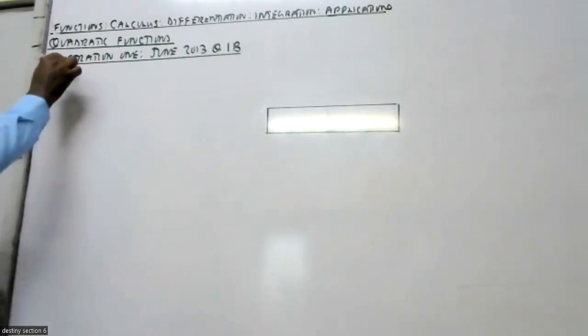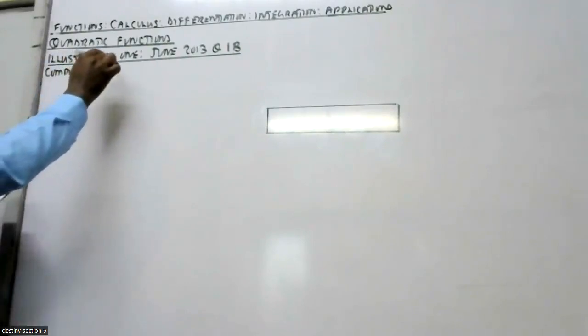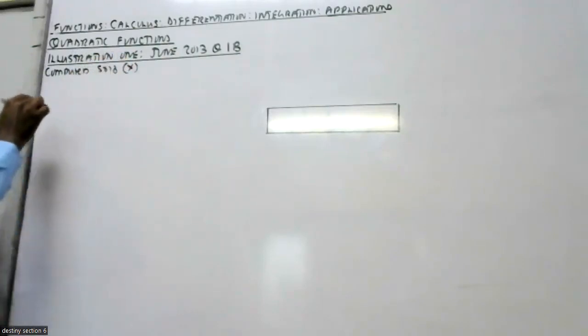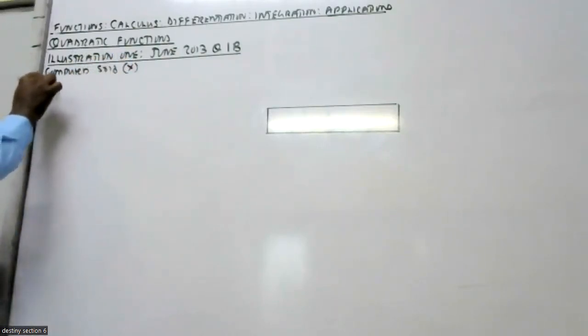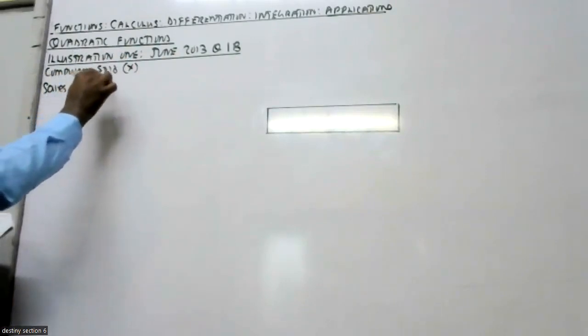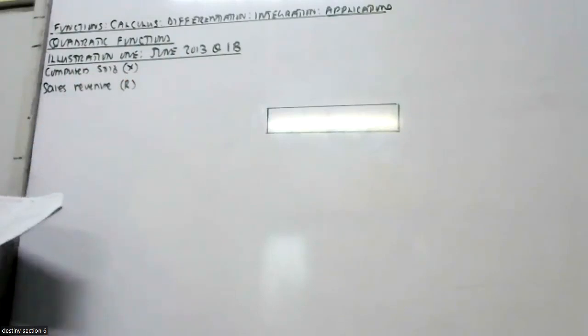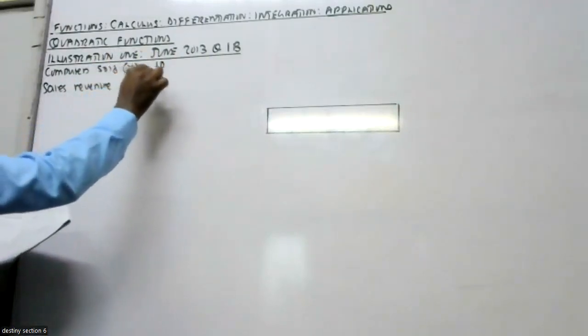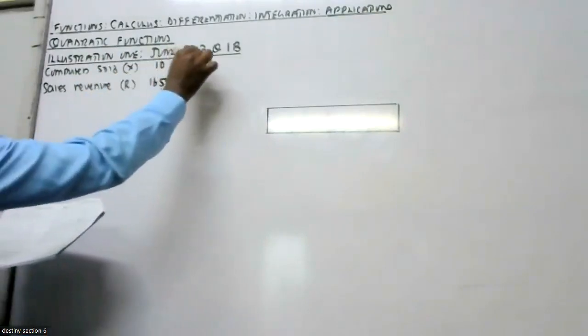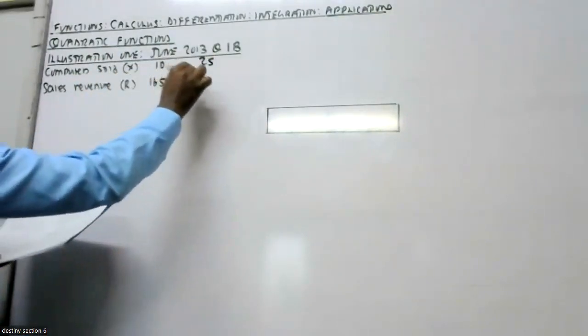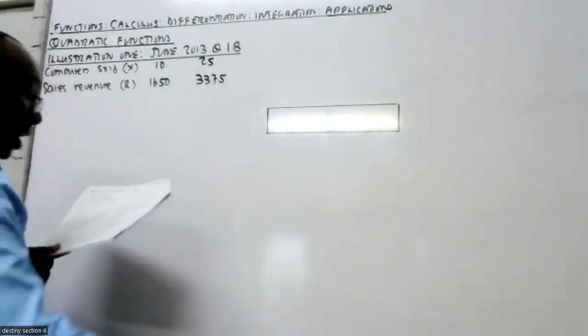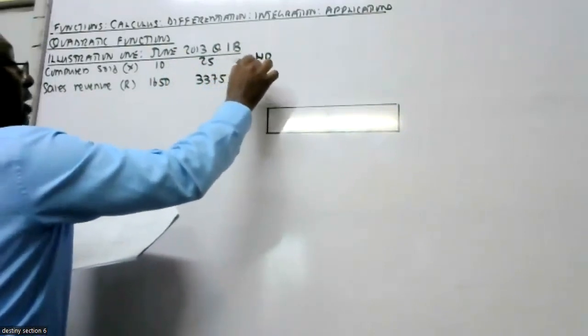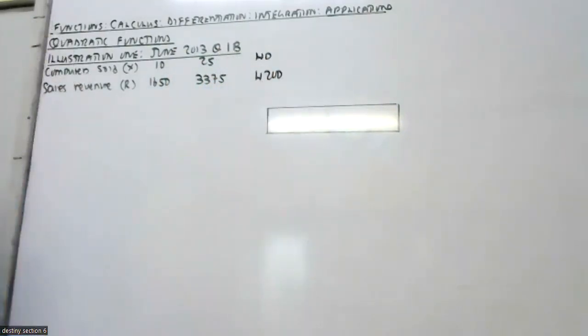So in that question, we are given computers sold, which are our X, and then we have sales revenue, which is our R. Here we have 10, and this is 1650. Here we have 25, and this is 3375. And then here we have 40, and the revenue is 4,200. So copy that.